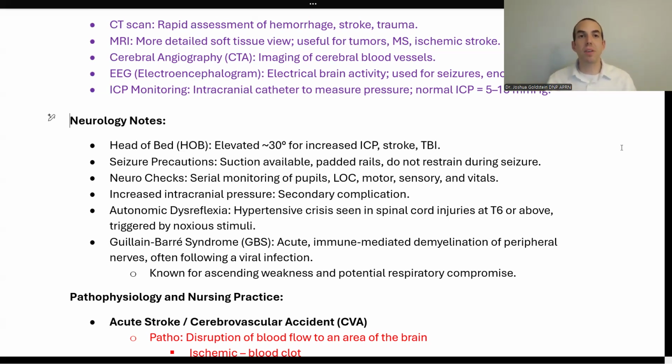Let's go through some quick notes, and then we get into the second half of the lecture with going through the actual diseases.